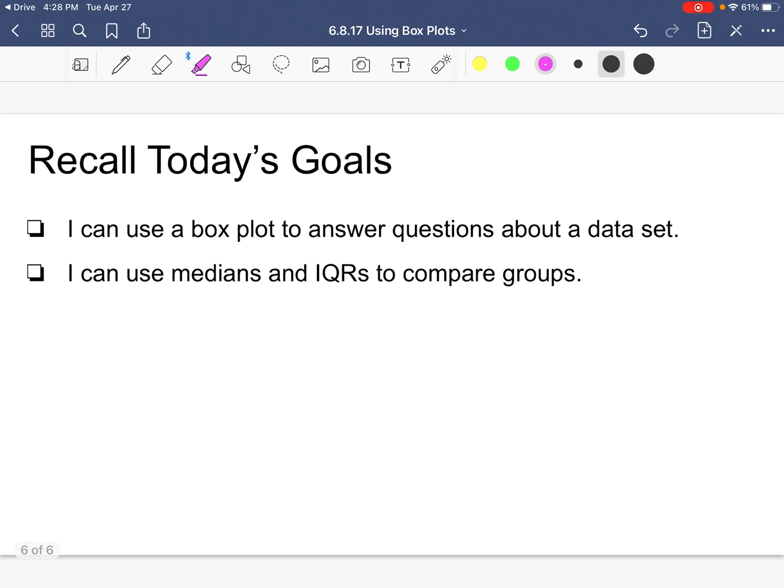So to recall today's goals, you saw how to use a box plot to answer questions about a data set and how we can use medians and interquartile range to compare groups. We compared the weights of berries and grapes, and we compared the lengths of ladybugs and beetles.